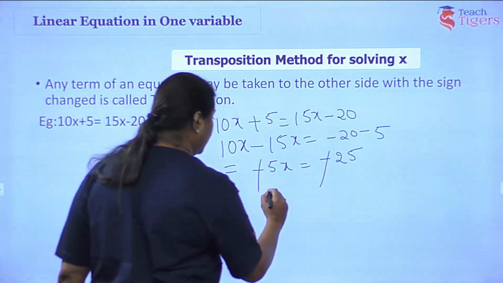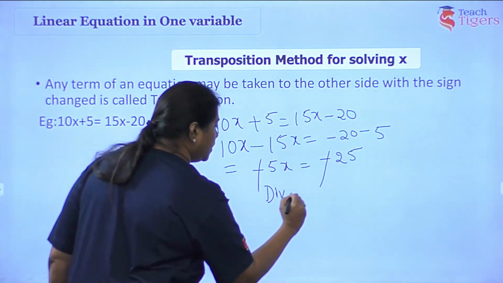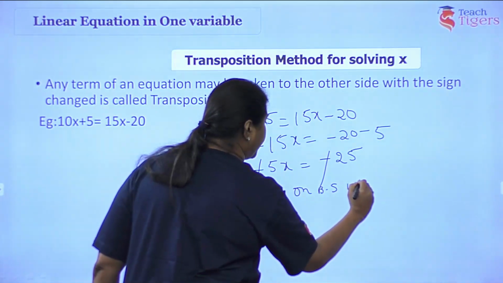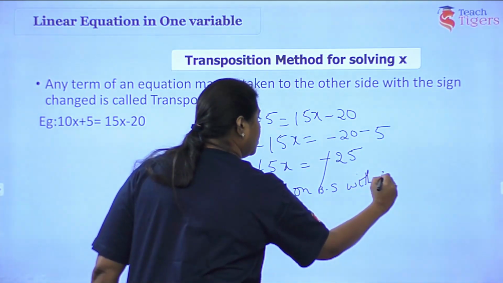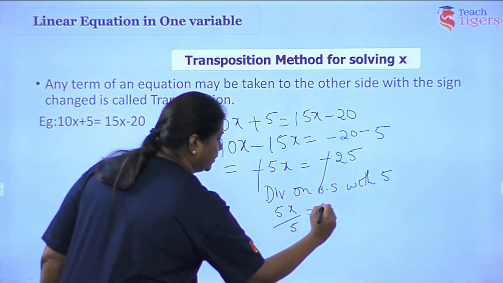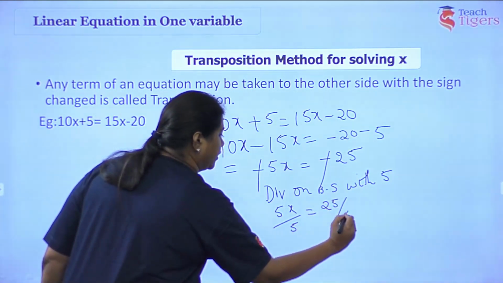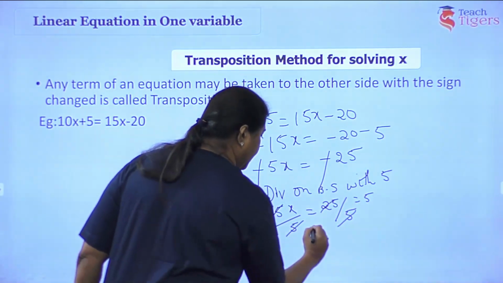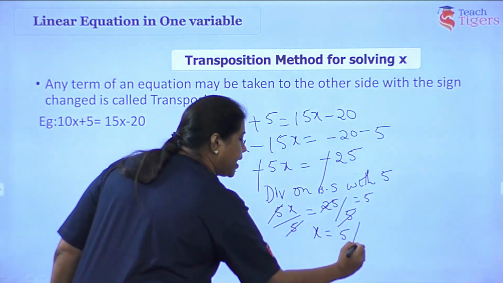Now मैं क्या करती हूँ, I'll use that rule. Divide on both sides with the 5, okay? और क्या होता है अभी? 5x by 5 is equals to 25 by 5. 5 cancel. 5 5s are 25. It is x is equals to 5.